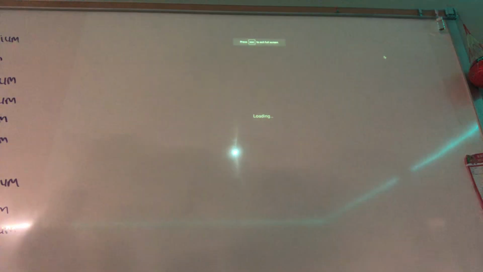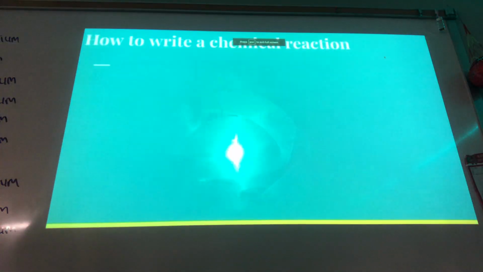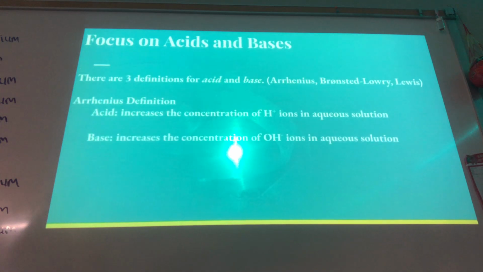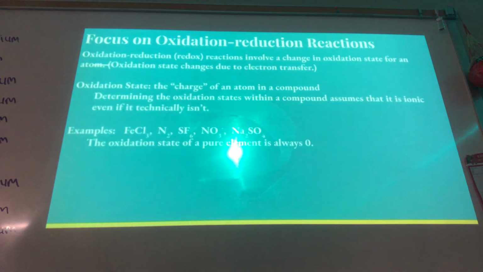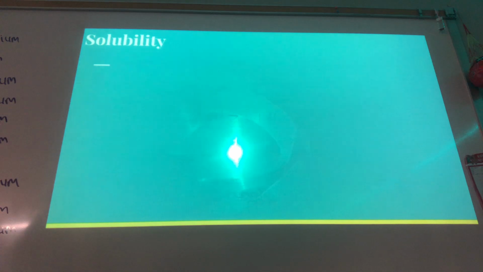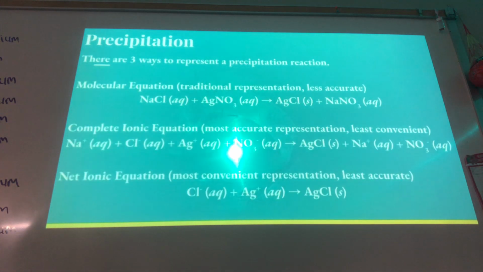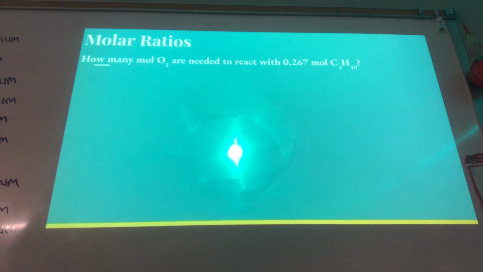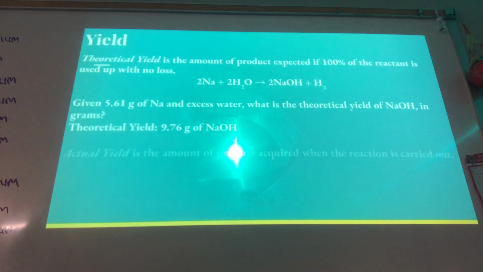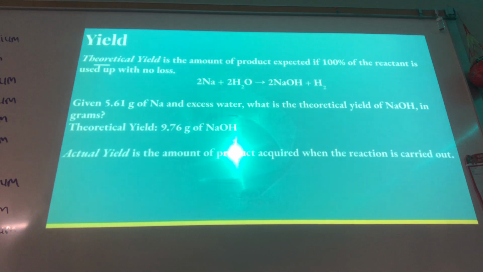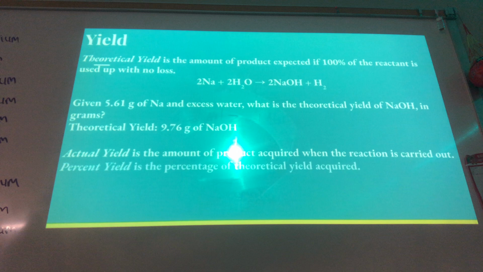So, last section of the chapter. Yesterday we talked about three types of yield, right? Which are what? Theoretical yield, actual yield, and percent yield, yes, okay.